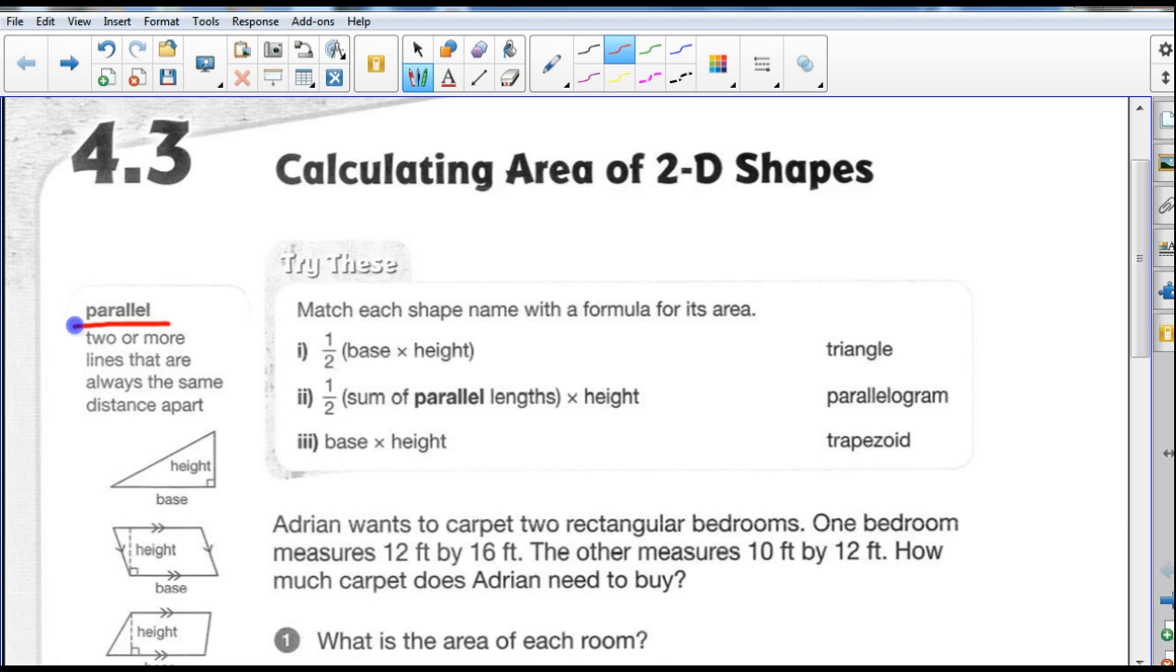The word parallel is when two or more lines are always the same distance apart. An example of that would be railroad tracks, train tracks. Okay, they never cross. If they did, your train would derail. Okay, that's what the word parallel means.